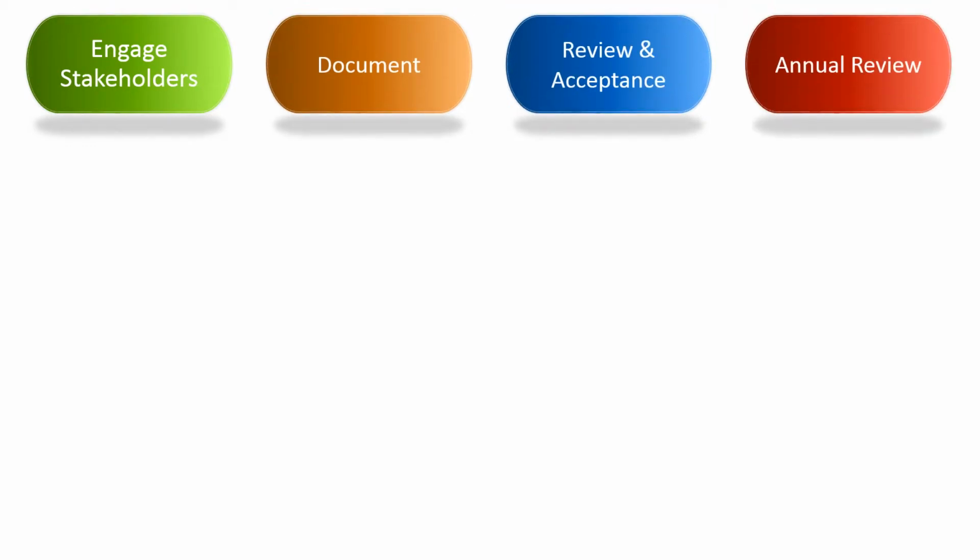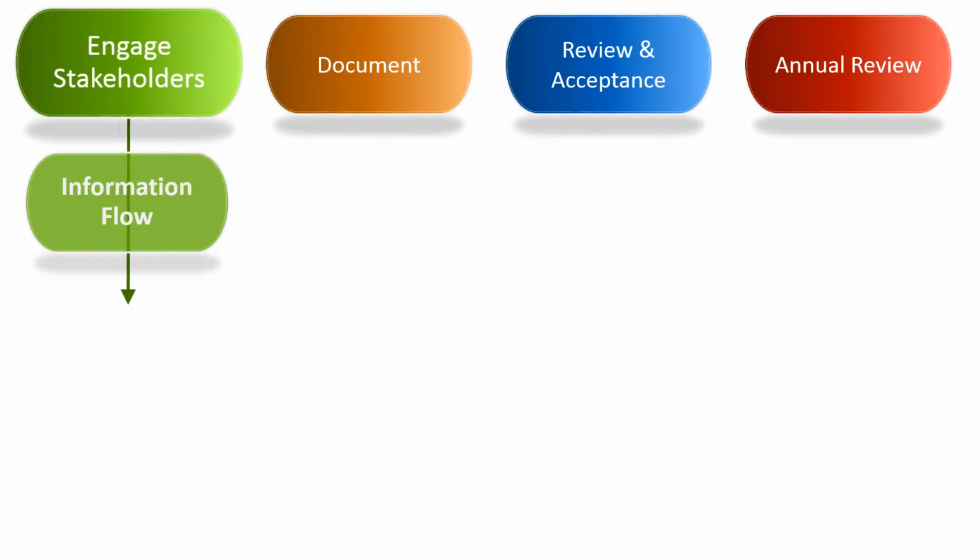The first step in the PIA process is to engage the stakeholders, those people that are involved in doing the task, and the employees, departments, vendors, and processes that support those tasks. The PIA process also includes documenting all of these details. Then the PIA is submitted to the reviewing party who reviews the PIA and then accepts it. And then there's an annual review of that PIA process. So let's take a look at this in a little bit more detail.